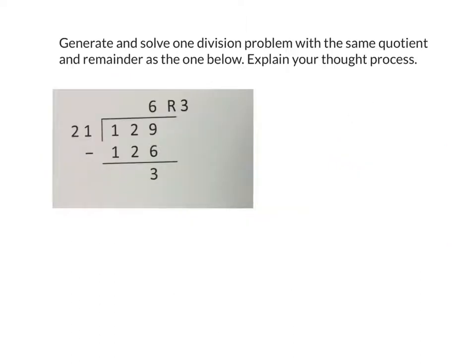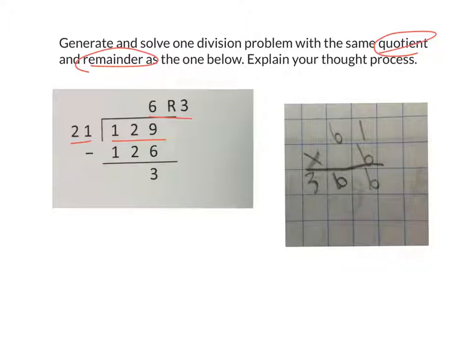Right here, we can see that someone did the problem 129 divided by 21 equals 6 remainder 3. They solved that problem. So now your job is to make another division problem where the answer is 6 remainder 3. Go ahead and work on that in your notebook. See if you can write a division problem and show your work, proving that it would be 6 remainder 3. You want to have the same quotient, which is 6, and same remainder. Go.